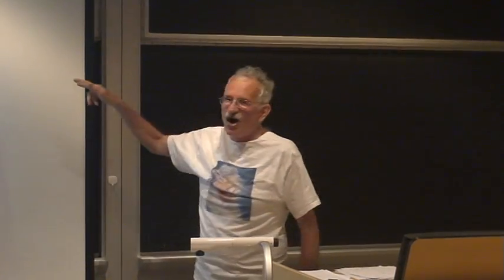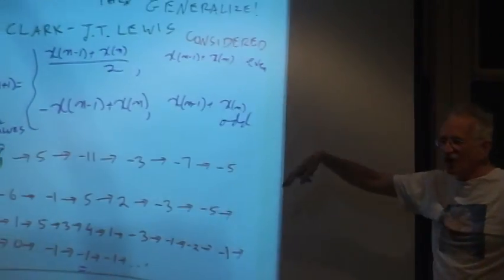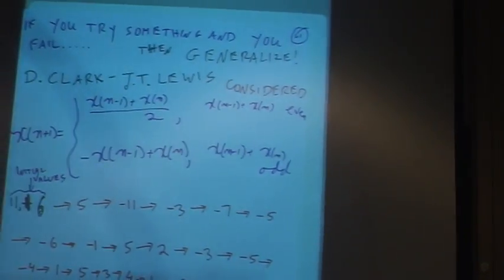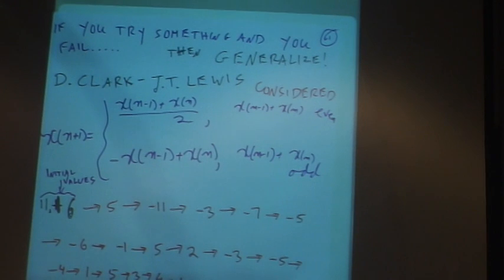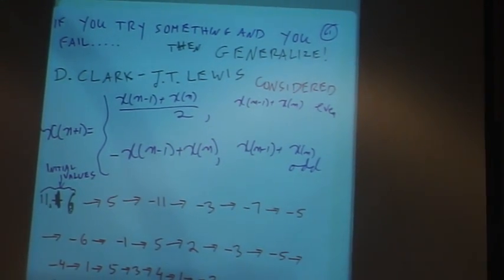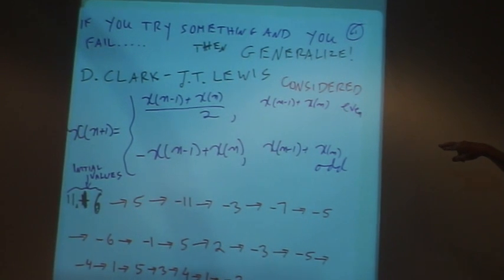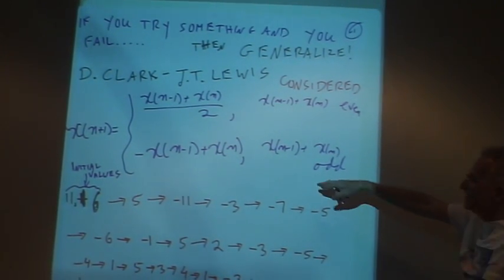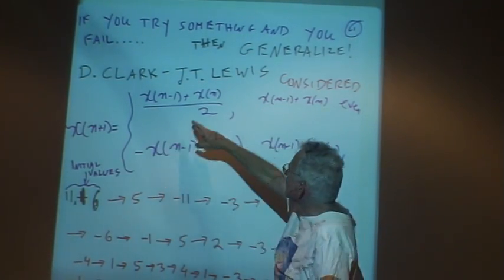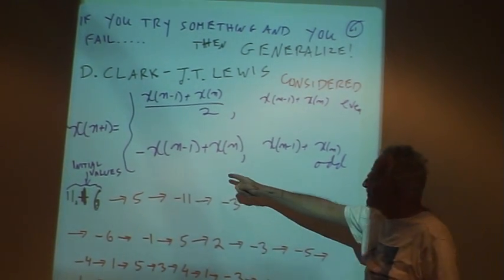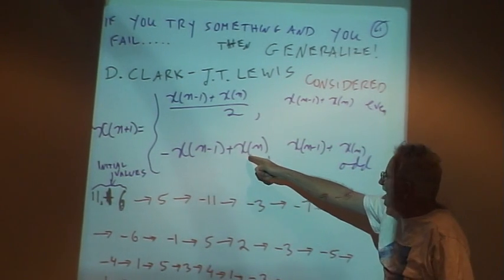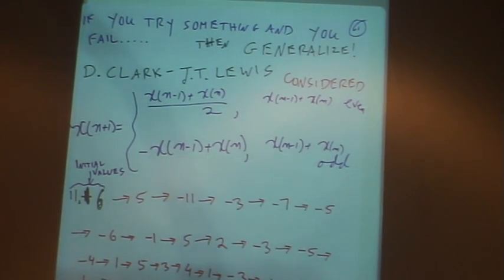But we have analogs that sound very similar to the Collatz problem with a second order recurrence. The Collatz problem is a first order recurrence. So here is something considered by two very smart mathematicians from the University of Rhode Island around 1995. Take any initial conditions, x of 0, x of 1. Then define x of n plus 1 to be the average of them if the sum is even, and define it to be minus x of n minus 1 plus x of n if the sum is odd.